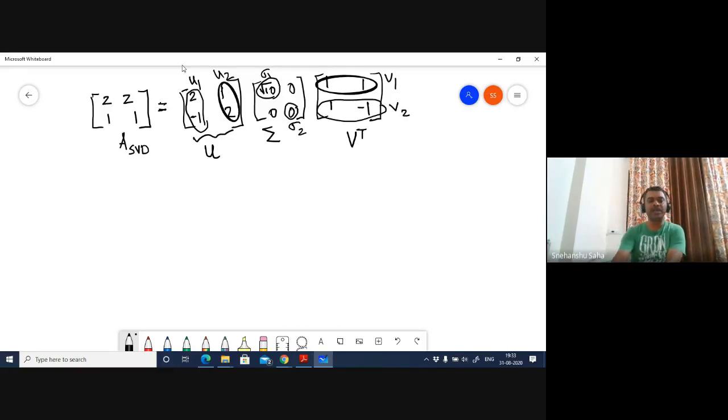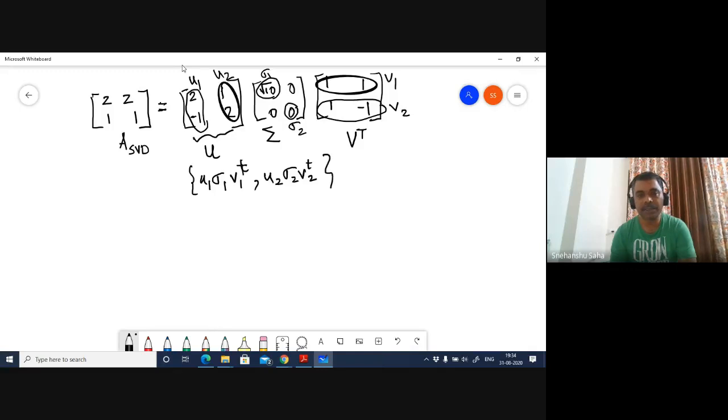So there are 2 components here, if you look carefully. The first component is U1, sigma 1, V1 transpose. And the second component is U2, sigma 2, and V2 transpose. Okay. So if you look at this, this is actually a low rank matrix projection.